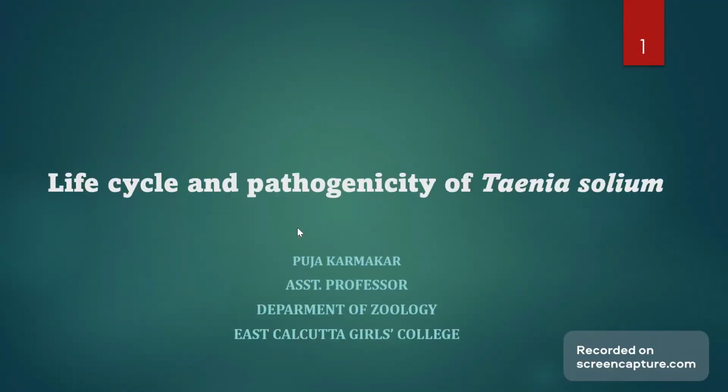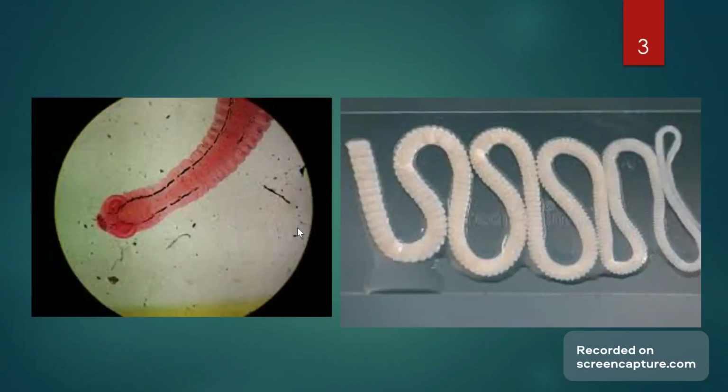Hello everyone. Today we will discuss the life cycle and pathogenicity of Taenia solium. Generally, Taenia solium is known as pork tapeworm. And why is it known as pork tapeworm? Because the term tapeworm is a common name for several parasitic flatworms of the class Cestoda.